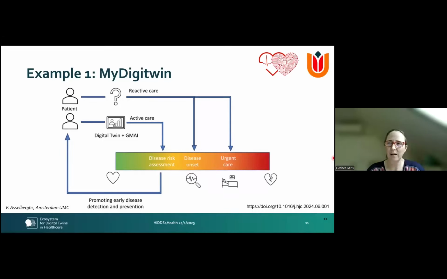The first one is an example from the University Medical Center in Amsterdam. It's called My DigiTwin. And this is one where they asked patients or citizens whether they could have access to their medical records, and combining this with any other data that the patient had from their wearable devices. They combined this data and then compared the data and the evolution of the data, especially focusing on the heart rate, with some of the data that was available in databases with patients.